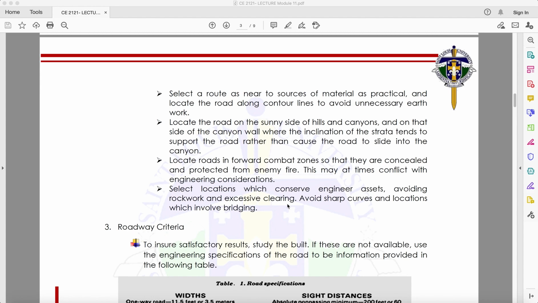Take note, rock work is quite costly and time consuming compared to earthworks, because rocks are heavier to transport and difficult to transfer, and they may break into pieces. Avoid sharp curves and locations which involve bridging.